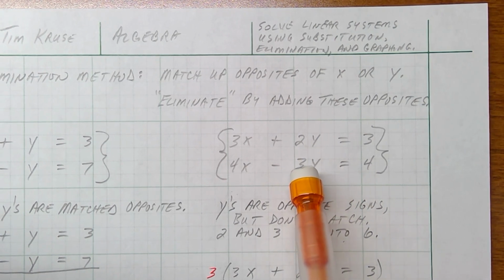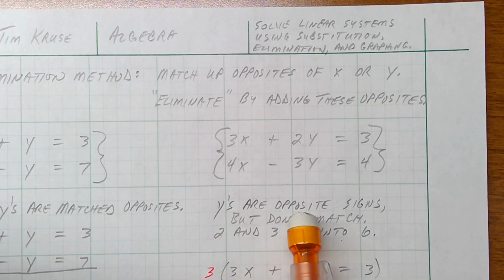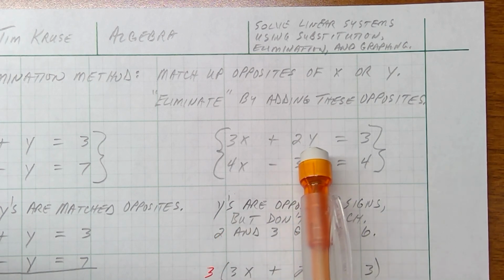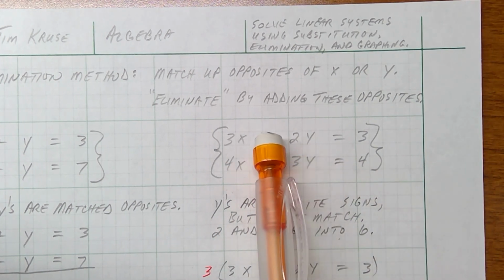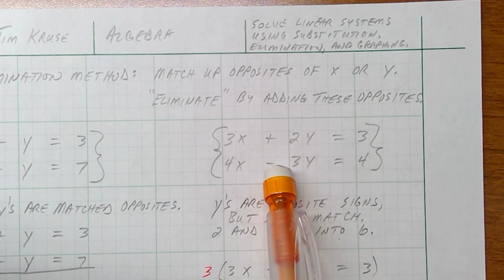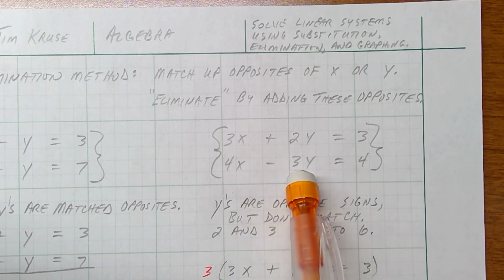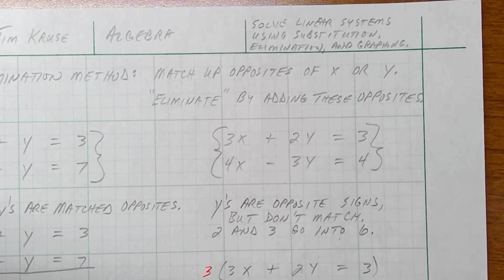So we've got to do a little bit of math and reconfigure these. I'm looking at the y's, and I see that they're opposite signs, so I'm going to choose to eliminate the y's because half the work is done for me. The numbers need to match, and they need to be opposite signs. Well, I've got the opposite signs part, so let's just go with the y's.